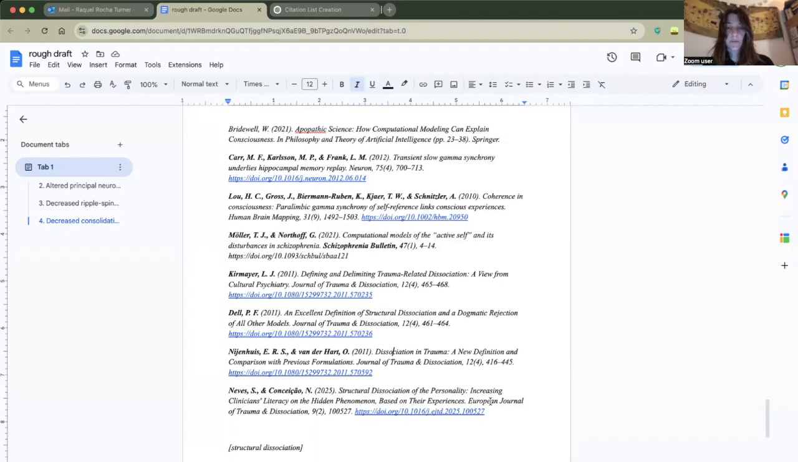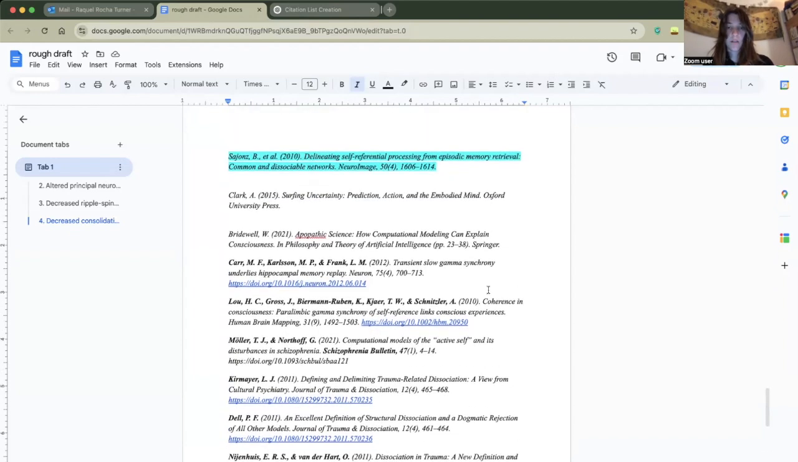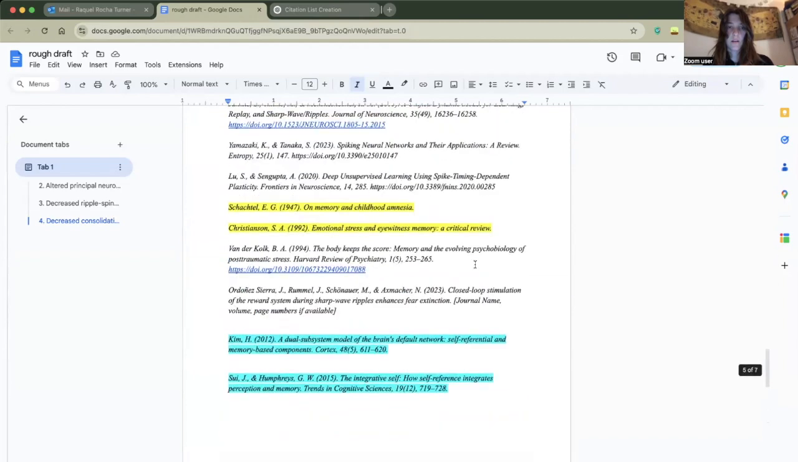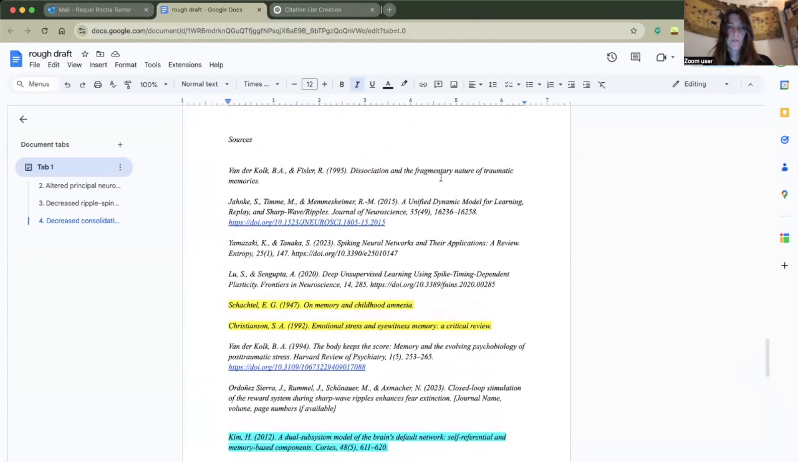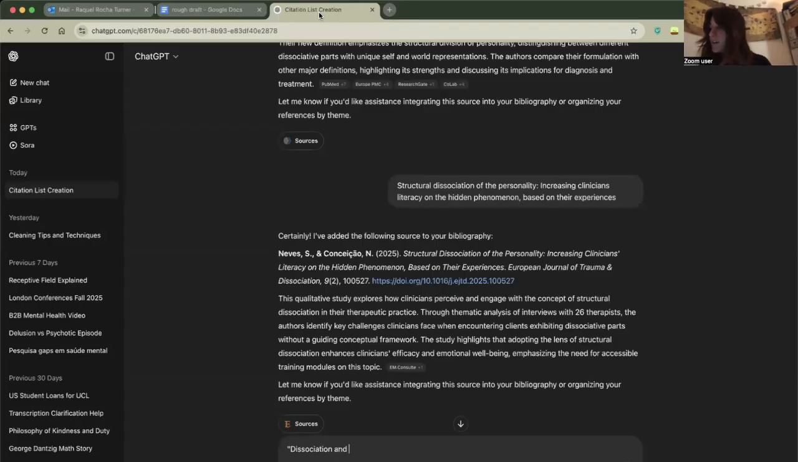So, anyways, let's see how much we have here. 1, 2, 3, 4, 5, 6, 7, 8, 9, 10, 11, 12, 13, 14, 15. Okay, and I also have one that I forgot that I read for my undergraduate thesis.